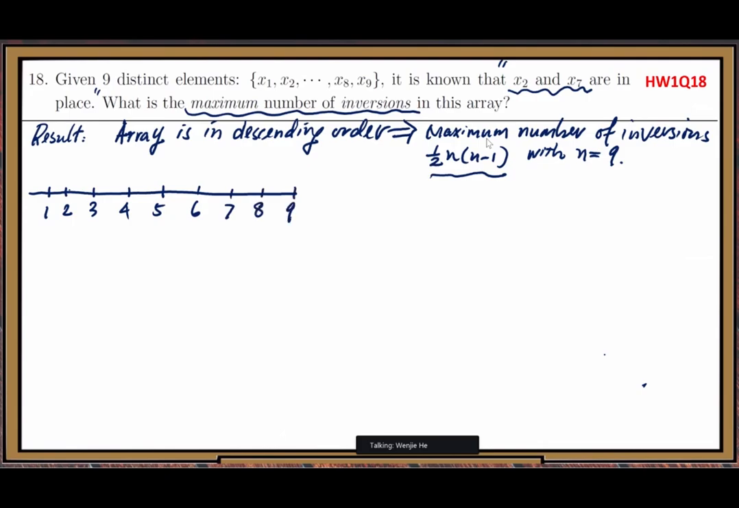9 positions. But it is known x2, x7 are in place, at the right place after the array is sorted. Then we have freedom to arrange the remaining 7 elements. Then we need to find a way to make the number of inversions maximum. That's the goal.